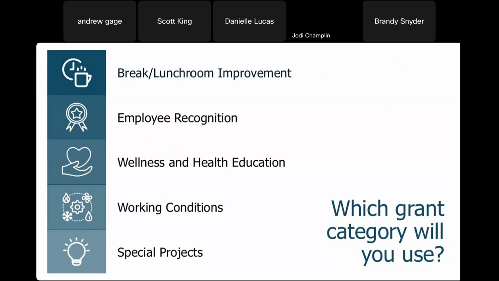All right, we've covered a lot of important information. I'm curious, which grant category do you think would be most beneficial to your facility and CSEA represented employees? Thanks for participating in this last poll. I see a lot of break room, a few special projects. I hope you'll all consider applying for a QWL grant or reach out if you have questions.